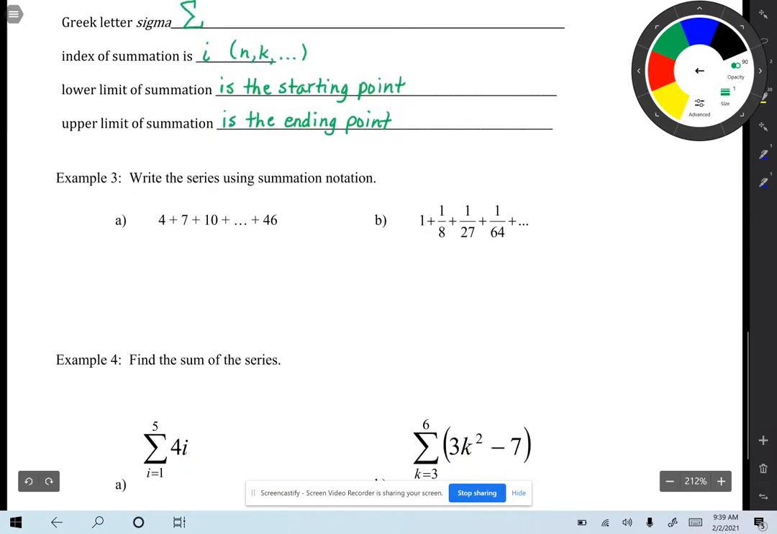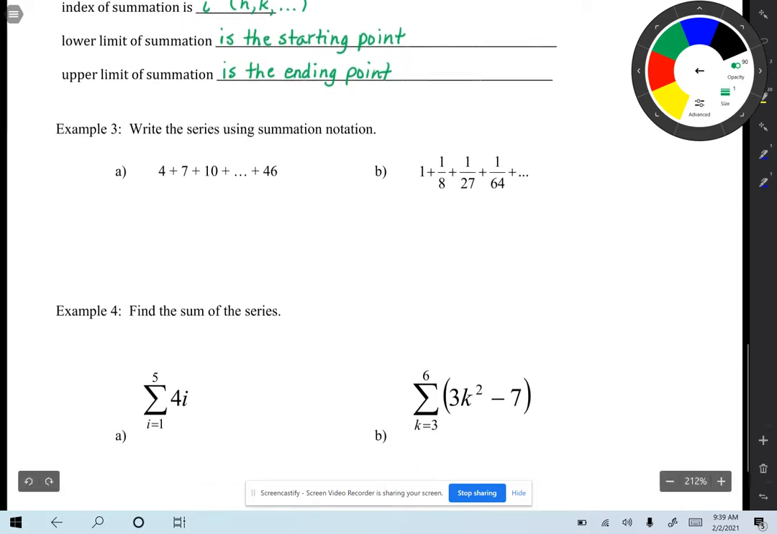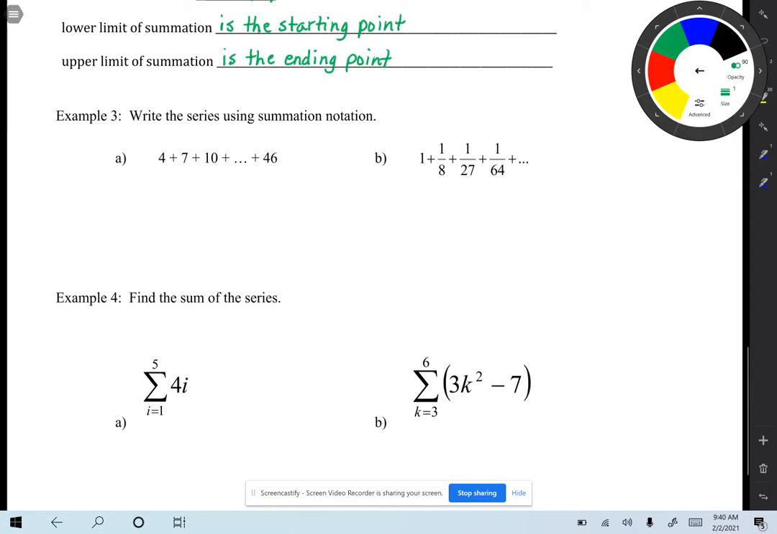Right. In examples 3a and b, we are going to write the series using summation notation. So here's the easiest way to do these type of problems: figure out what the position numbers are, but you want to make a space for 0 to help you when it's linear. This is linear because you're adding 3 to each number. 4 plus 3 is 7. 7 plus 3 is 10. So the best way to do it is to make a spot for 0 and say this is position number 1. So the first term is 4. The second term is 7. The third term is 10. And so on, all the way to whatever.